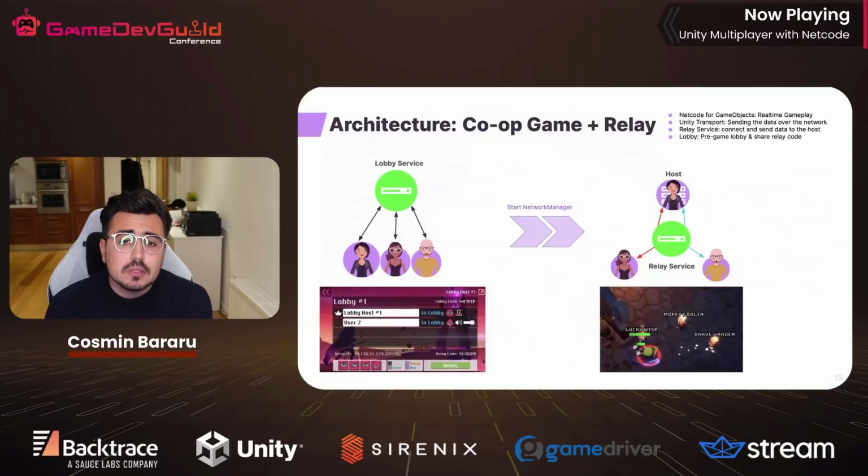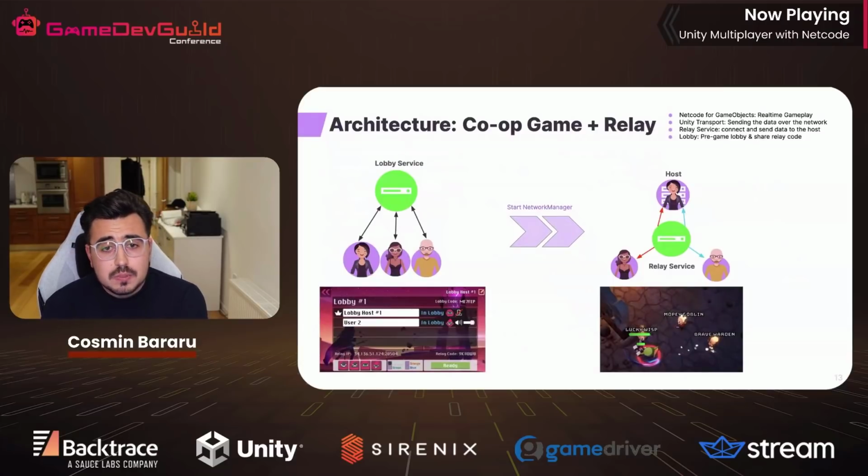As mentioned previously, the lobby would help you group your players together and get a join code that will be used for the relay server once the network session starts. As illustrated on the right side, the relay server would act as an intermediary between the clients and the host. It just passes the data sent by the host to the client and back.